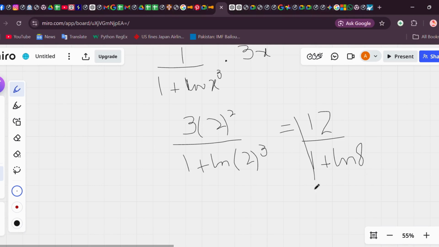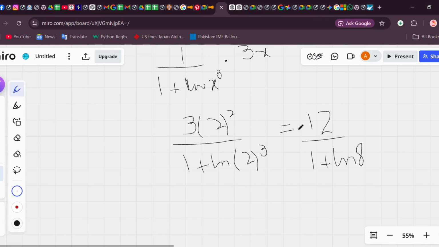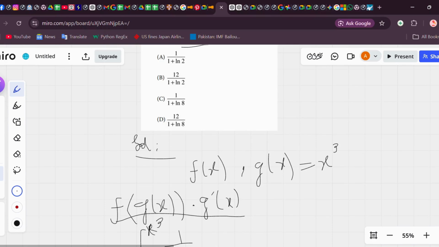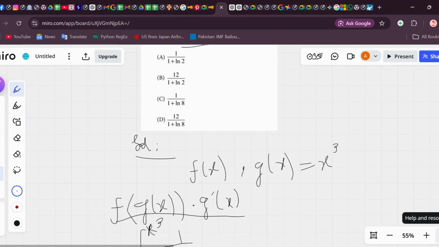This is our answer: 12 over 1 plus ln 8. Now among the options, which is the correct answer? 12 over 1 plus ln 8. This is the correct answer.